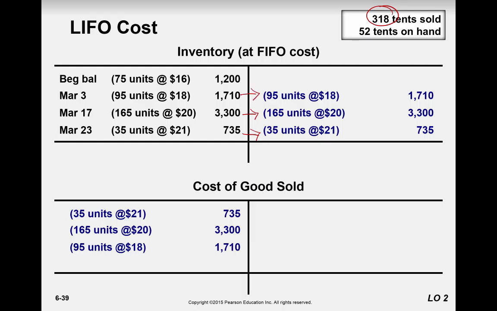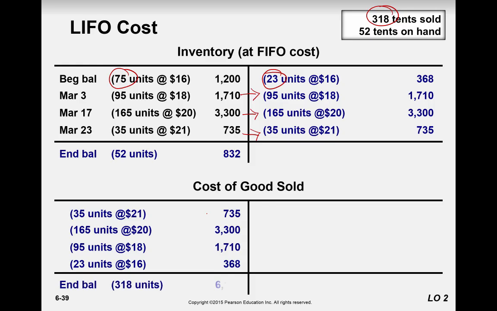And this is why I recommend Excel with these different numbers that you can't really do relatively quickly in your head. It helps you to use Excel. So of the 75 units, we only need 23. So we know that our 52 units are going to be valued at the $16 because that's what's left.